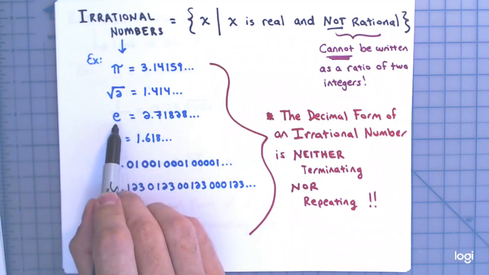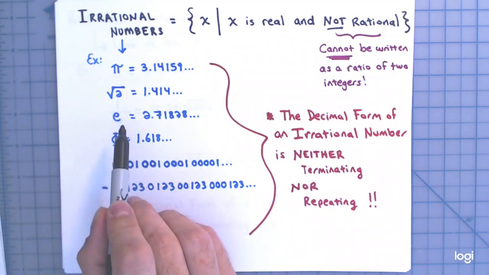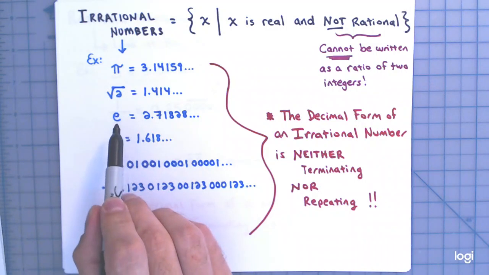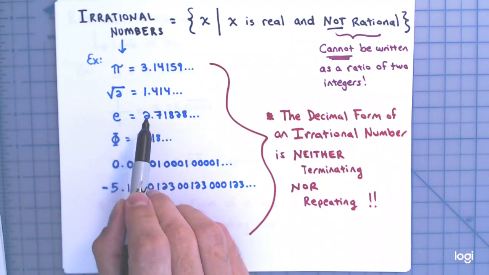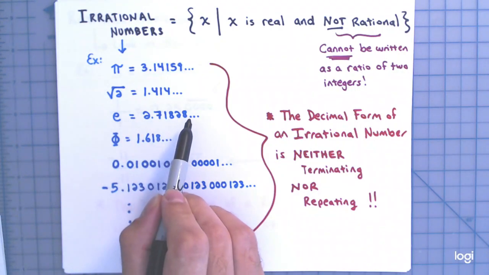This is another famous one. Now I'm taking this from an intermediate algebra text. Very often you're not seeing the number e for a while, until maybe pre-calculus or calculus, or maybe late in an intermediate algebra course. But there's this really famous irrational number called e that has a decimal form of 2.71828 and so on.